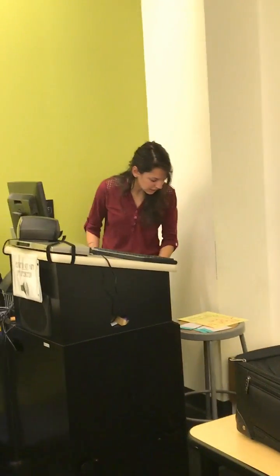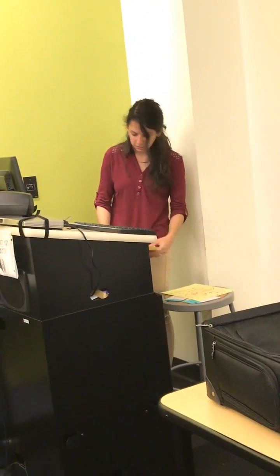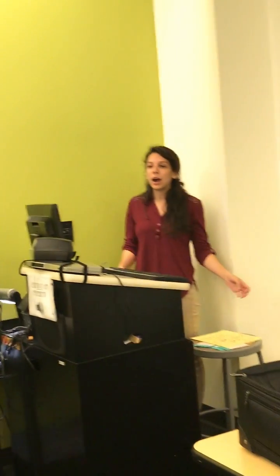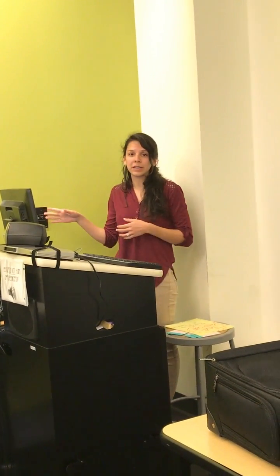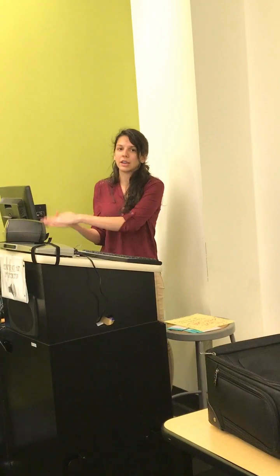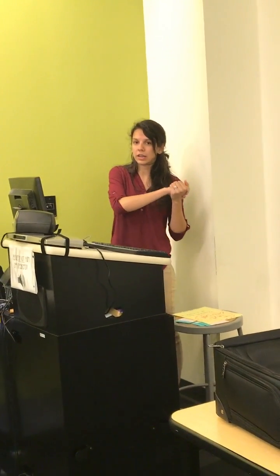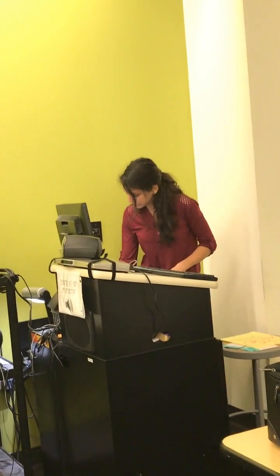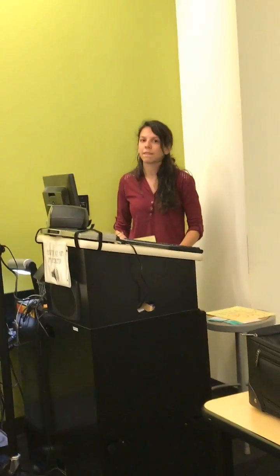Okay. The second type of connection we're going to be learning is text to text. A text to text connection reminds you of another story or another book, some other text that you've read before. So the story that we're going to read today really reminds me of this other book that I've read, because in the story the girl can't do something and in another book, the character had that same problem, and that would be a text-to-text connection. Does that make sense? Yes, ma'am. Okay.